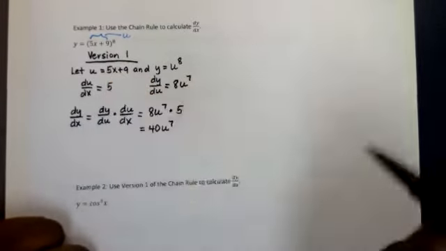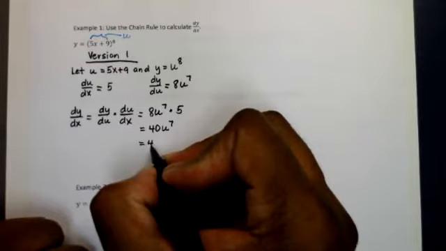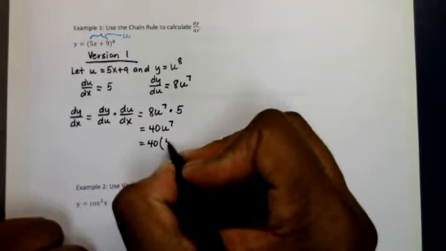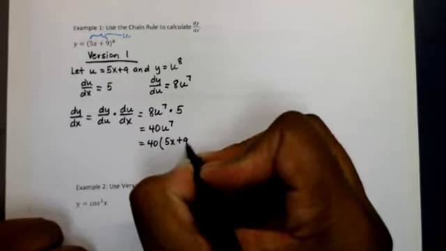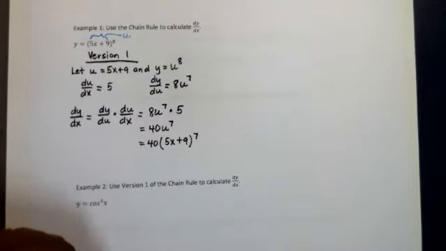Now I got to do the back substitution because I started that problem off as an equation of y in terms of x, so dy dx has to be an expression in terms of x. So I replace the u with the 5x plus 9. So I have 40 times the quantity 5x plus 9 raised to the 7th. So that's version 1 of the chain rule.